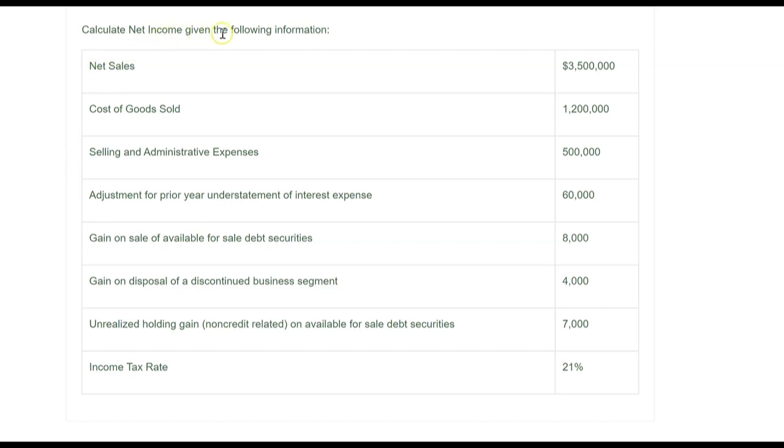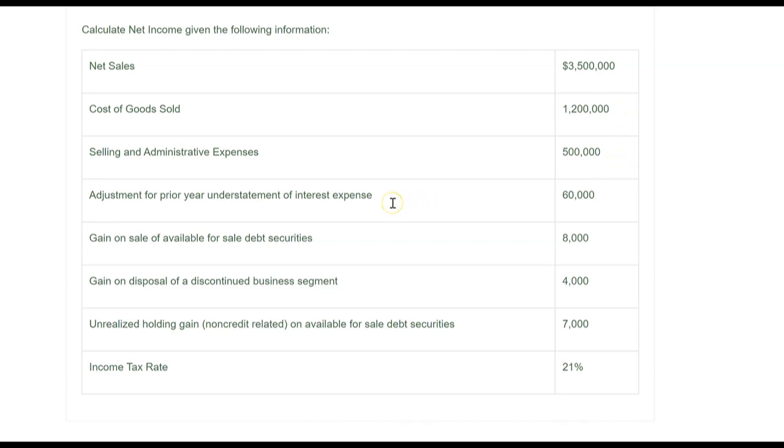So we want net income. They give us sales. They give us cost of goods sold, both of which are relevant. What about selling and administrative expenses? Sure, we're going to start with sales, we're going to subtract cost of goods sold, and then selling and administrative expenses. So we're well on our way.